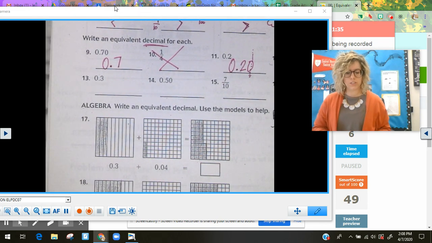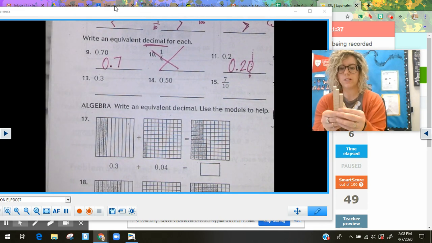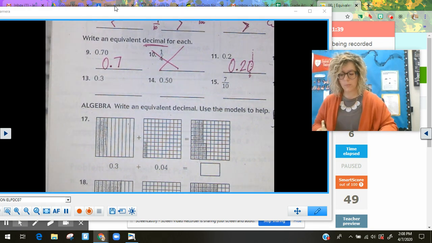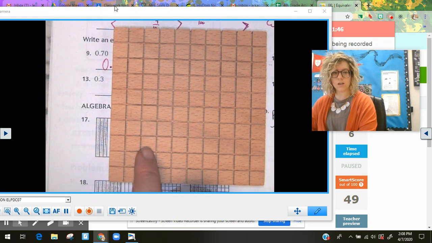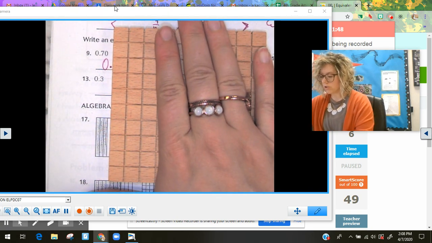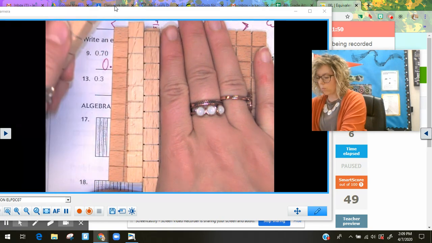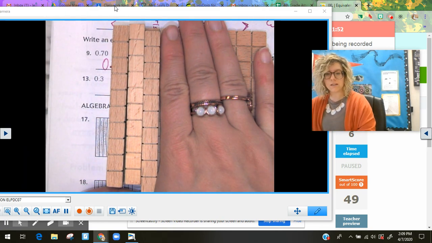Moving on to 13, they're saying 3/10. So 3 of these guys. How can I write that in hundredths to make it the same? 10, 20, 30 hundredths will be the same as 3/10.